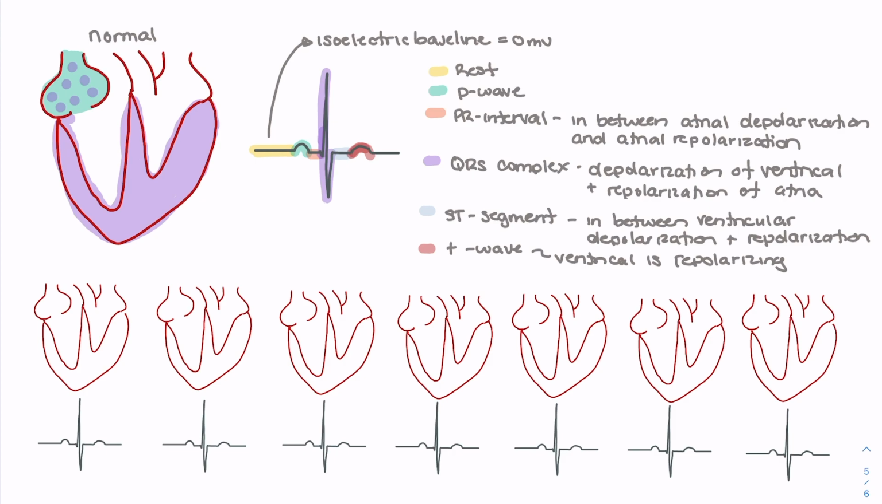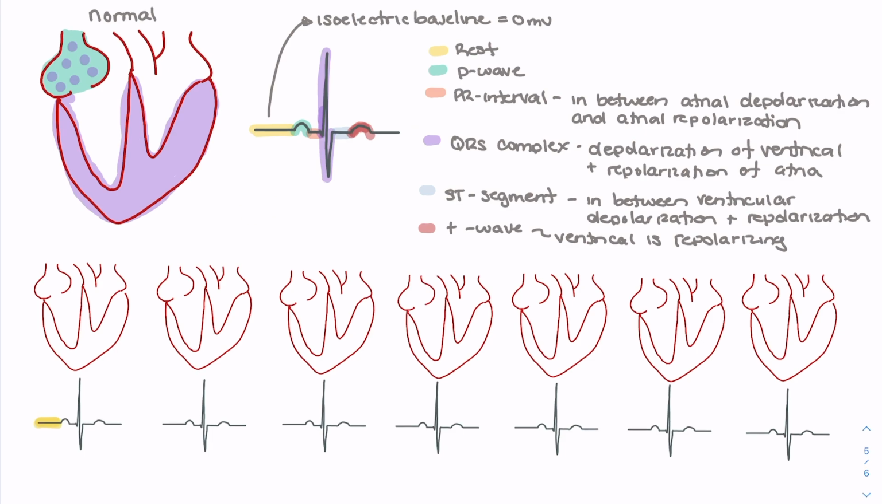So if we go back to what we talked about, the first thing that we're seeing is the heart at rest. So this yellow stage here is indicative of a heart at rest, and when we have rest, what we're seeing is a net isoelectric baseline of 0 millivolts, because at this time, no electricity is flowing. The heart is sitting idly and waiting for our next impulse.